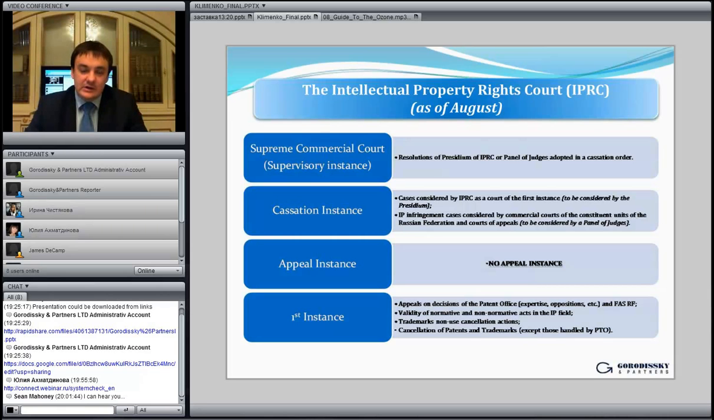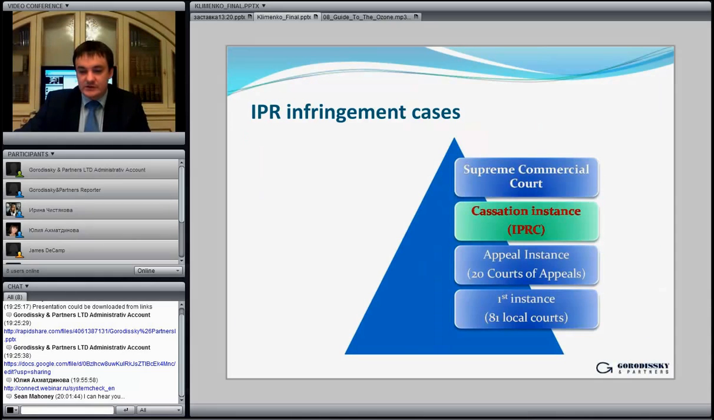some kinds of validity actions, non-use cancellation actions, and some other disputes. The decisions of the first instance court may be appealed to the cassation instance. The decisions of the cassation instance may be appealed to the Supreme Commercial Court of the Russian Federation.